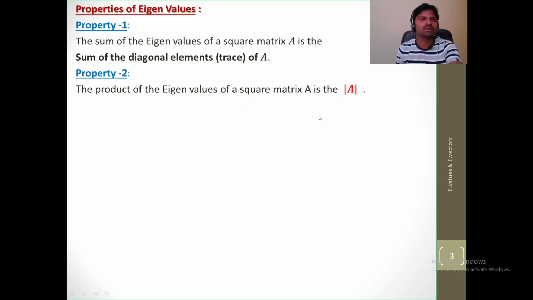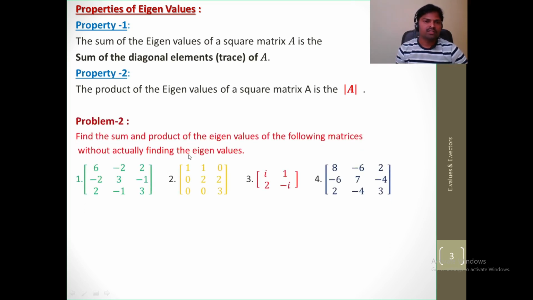So based on these two properties, let's have one problem. Find the sum and product of the eigenvalues of the following matrices without actually finding the eigenvalues. So in this lecture, this is problem number 1. So without finding eigenvalues, we need to find out what is the product of eigenvalues and what is the sum of the eigenvalues. That is the problem. Okay. Now let us take the first one.